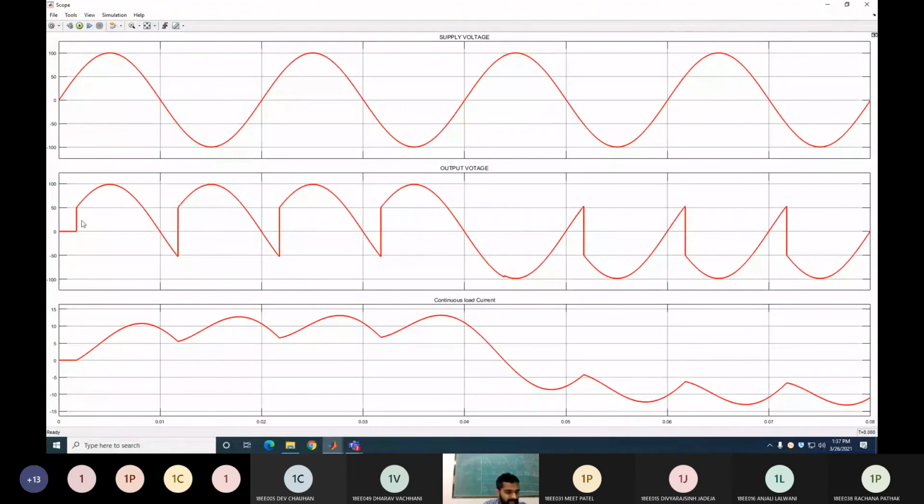See here at alpha, P1 P2 on, current starts increasing gradually. After pi, still P1 P2 is continuously conducting up to pi plus 5. But in this condition, your pi plus 5 is greater than pi plus alpha. Clear? So what will happen before the inductor discharges energy? The next thyristor P3 P4 is fired.